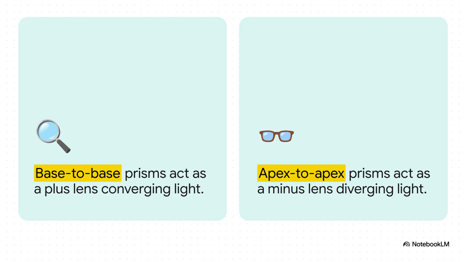However, if we take 2 prisms and stack them base to base, what happens? Well, the top prism bends light down. The bottom prism bends light up. Boom, we've just built a plus lens that converges light. Conversely, if we stack them apex to apex, they bend light away from the center, building a minus lens that diverges light. Thinking of all lenses as stacked prisms is honestly the ultimate hack for understanding complex optical behaviors.